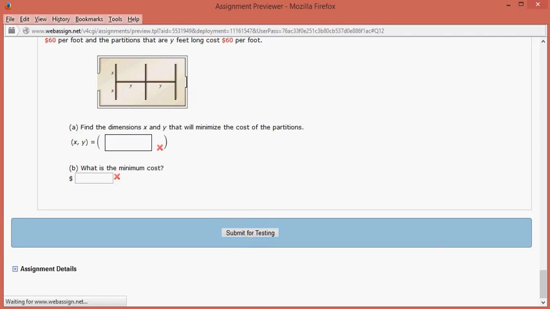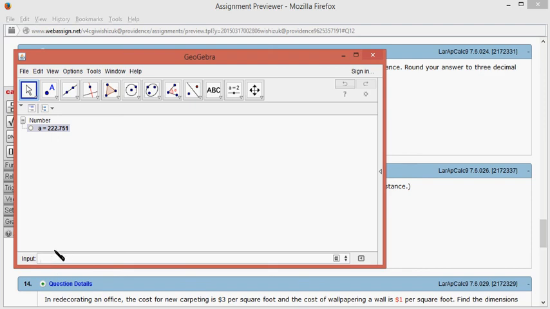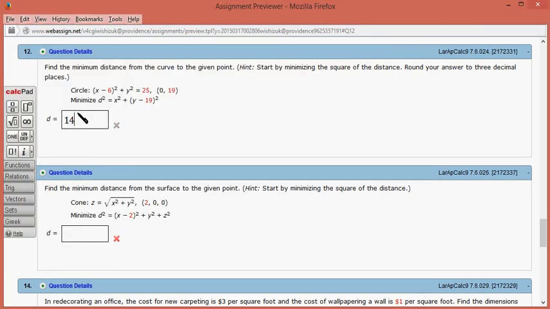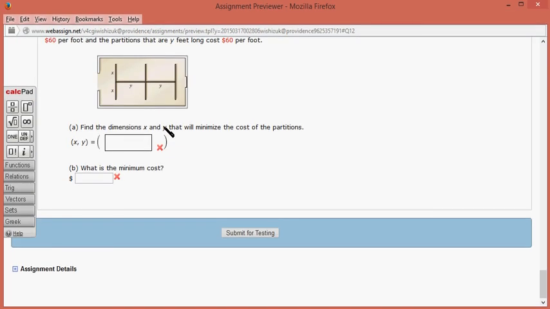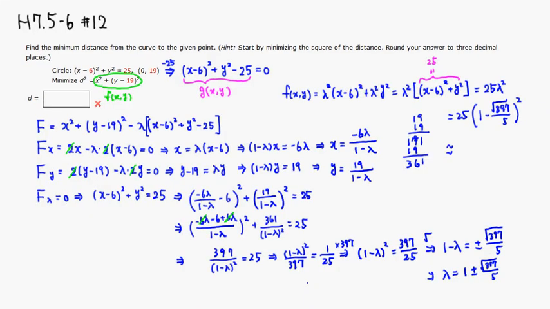Submit for testing. Actually, I forgot to take the square root, because this is the square of the distance, so the answer should be the square root of this value. It came out to be 14.925. So I have to put that in: 14.925. Let's submit for testing. It came back and it looks like we got this one correctly.